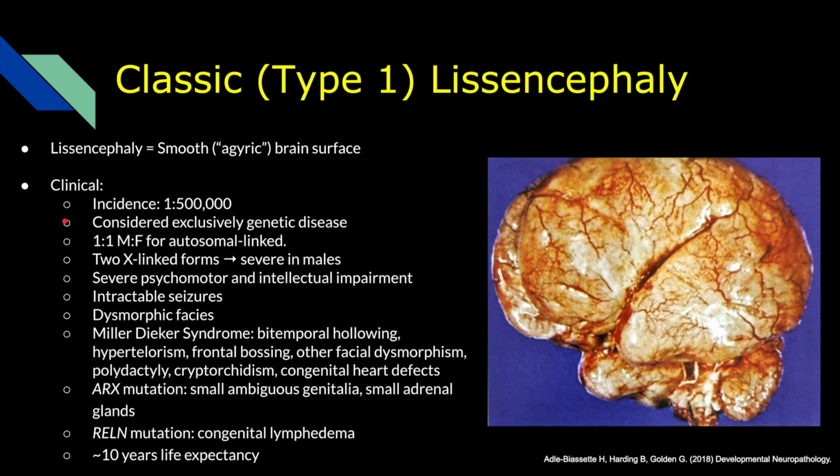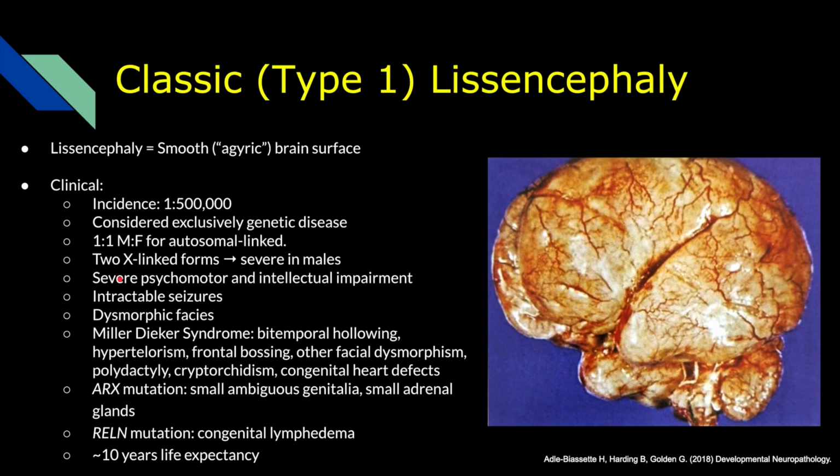So it is considered exclusively a genetic disease, as we'll see, though some of the diseases that we talk about can have both a genetic and acquired pattern. The reported incidences are equal in males and females, but there are two X-linked forms, as we'll see, that are more severe in males. Probably because of how rare these disorders are, the additional burden that may occur in males does not come out in studies.